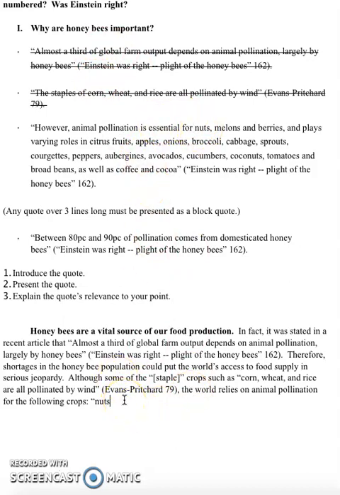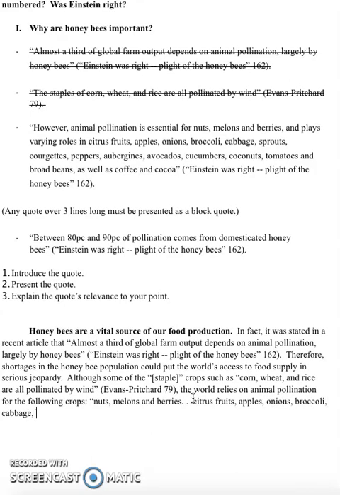Nuts, right? These are the other crops that are very popular. Nuts, melons, and berries. I'm just keeping in the kind of punctuation they're using here because I'm quoting, so I have to. And then I'm going to cut out some stuff, so I'm going to do an ellipsis, right? Ellipses. Fruits, apples, onions, broccoli, cabbage, sprouts. What else can I do?